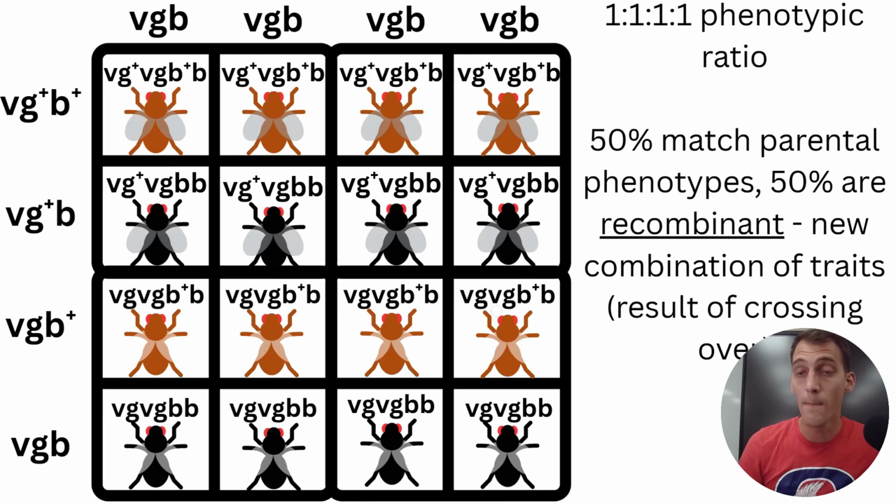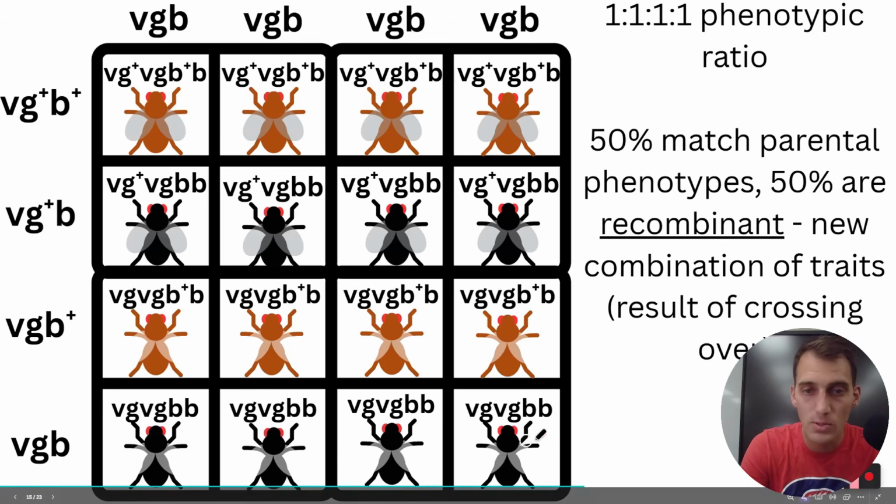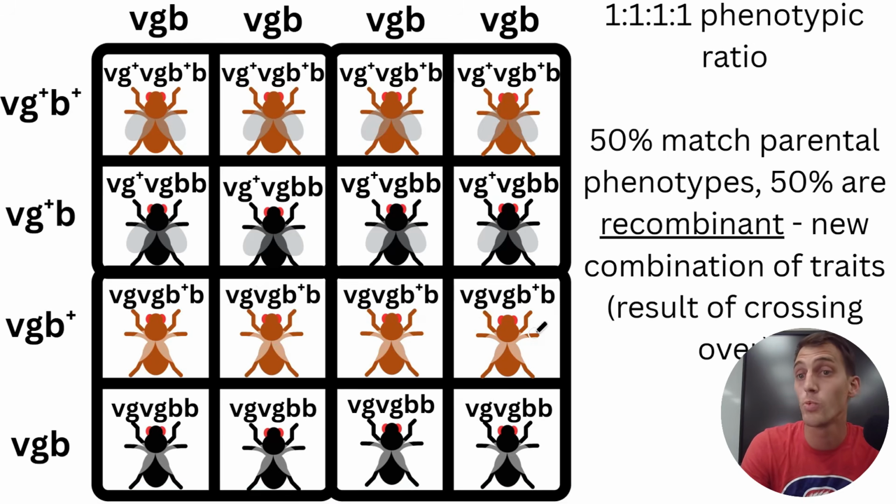50% of the flies are going to match the parental phenotypes. Like this row right here is matching the parental phenotypes, and this row right here is matching, right? Because we have a wild type for both, and then mutant for both down here. But these other two rows in the middle are what are called recombinant, and they have a new combination of traits that are different from their parents. Hence, that's a result of crossing over, which we talked about in 5.2.